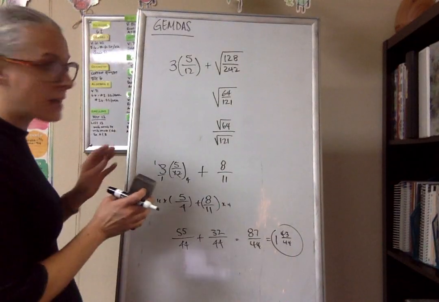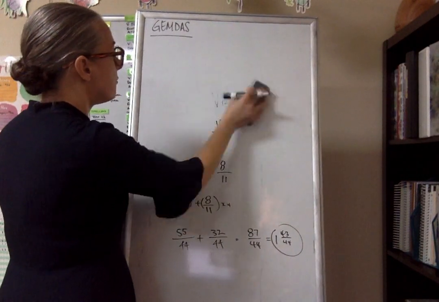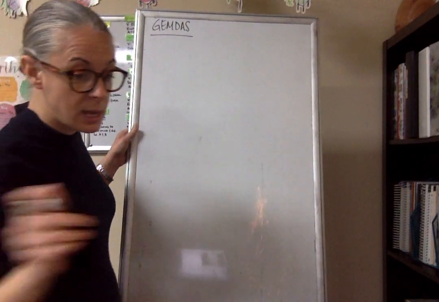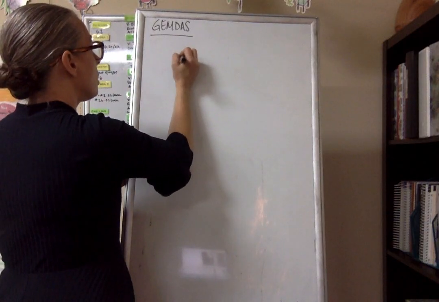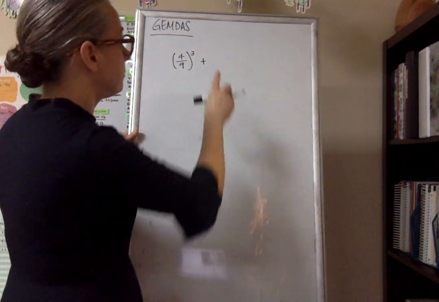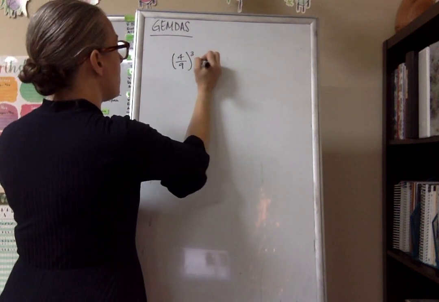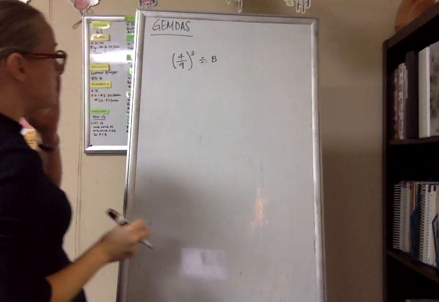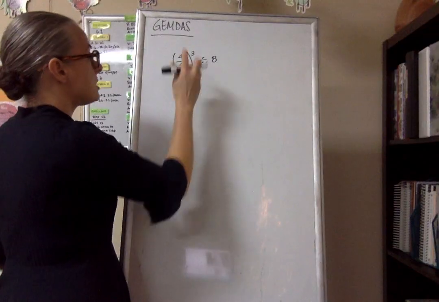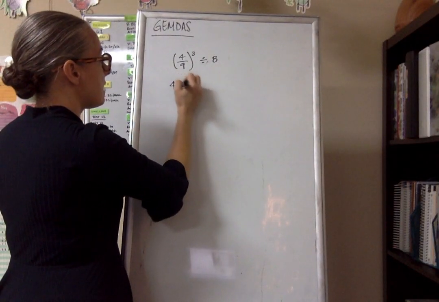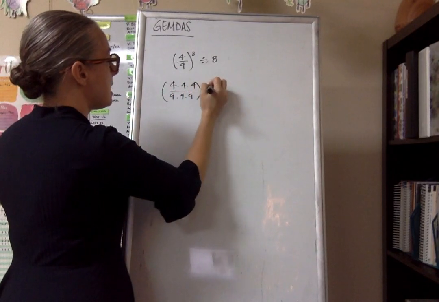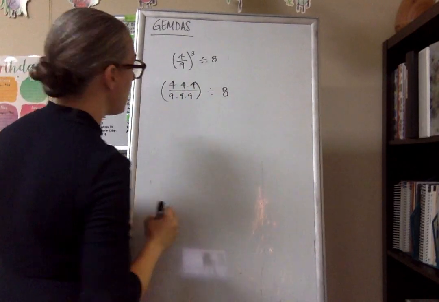And then let's look at problem B for example 5. Problem B, I have 4 over 9 to the third power, not plus, divided by 8. So I need to start with my grouping and exponents. Here I've got 4 over 9 to the third power. Well, that means I need to say 4 times 4 times 4 over 9 times 9 times 9, and then I'll divide that by 8.